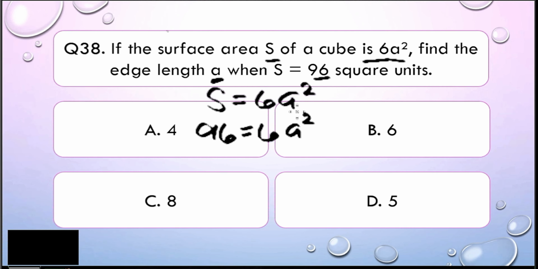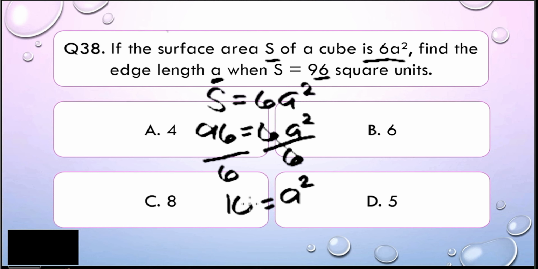Now, in order to solve and to isolate the variable A, we need to eliminate the 6 here first. So we will be dividing 6 here. We will be dividing 6 here. So that will be cancelled and we have A squared. Alright. So 96 divided by 6, the answer would be 16.